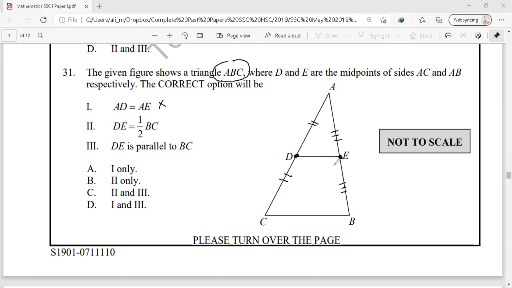We have a theorem related to this: if we join the midpoints of two sides of a triangle, the segment is half of the third side, and the remaining sides are divided proportionally. So DE is equal to half of BC. It means if BC is 5 centimeters, DE should be 2.5 centimeters, because we have joined these two midpoints of the triangle. So it is always half of the third side. So this is the correct answer, and DE is parallel to BC.